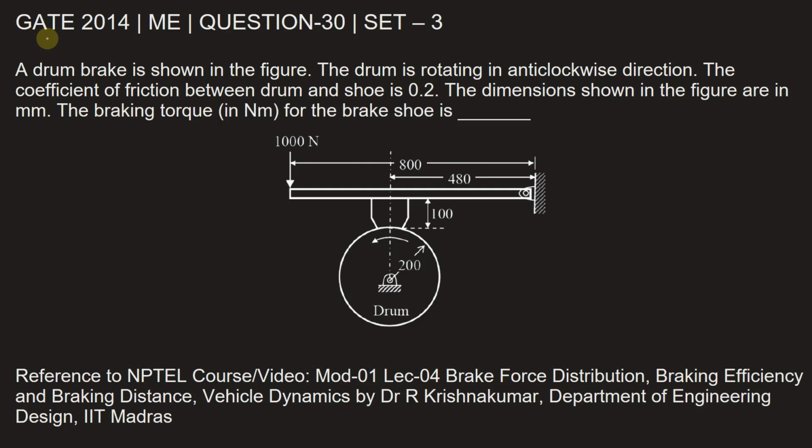This question is from GATE 2014 Mechanical Engineering paper, set 3, question number 30. A drum brake is shown in the figure. The drum is rotating in anticlockwise direction. The coefficient of friction between drum and shoe is 0.2. The dimensions shown in the figure are in millimeters. The braking torque in Newton meter for the brake shoe is dash.